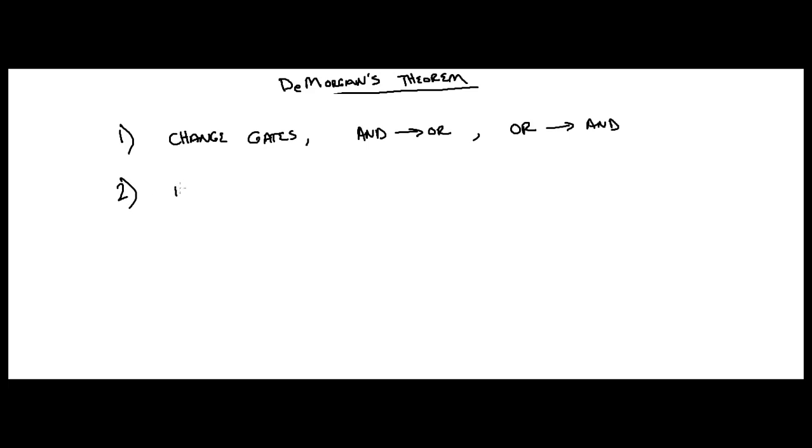2. Complement inputs. I'm just going to put inputs. Now I think you understand what that means. So if the input on your first gate is not inverted, then you're going to what? Invert on your other gate. And if they are inverted, then you're going to not invert them.